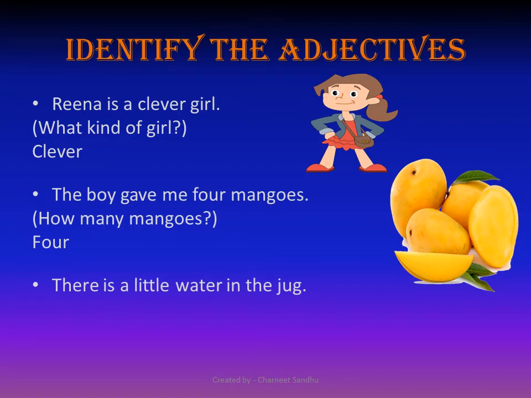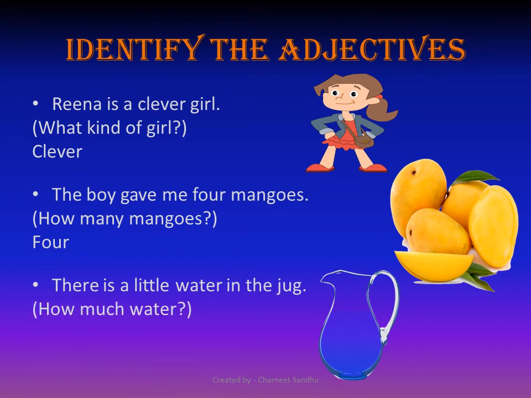There is a little water in the jug. How much water? The word that answers this question is your adjective. So, how much water? Little water. Correct. So, the words clever, 4 and little in these examples are adjectives.